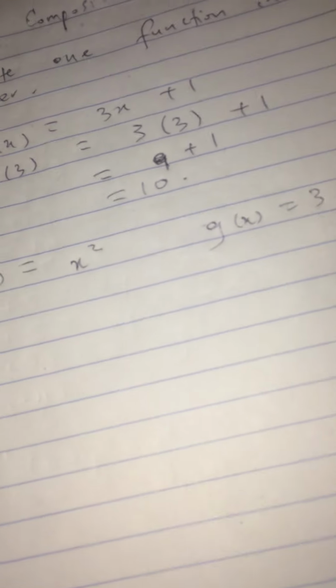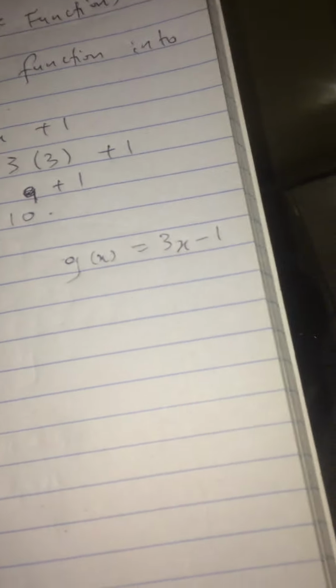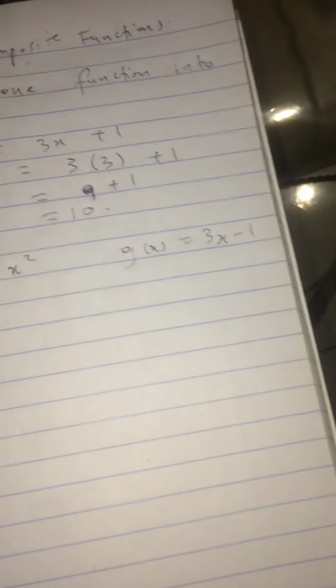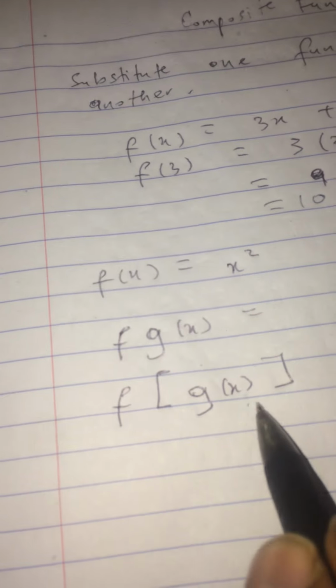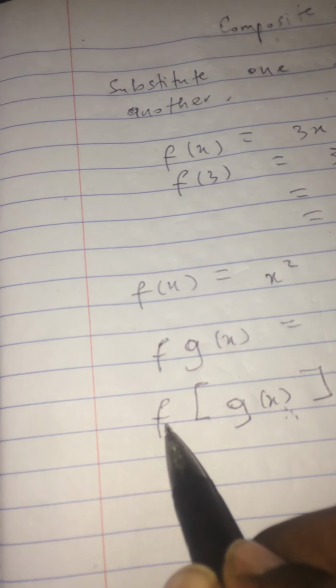So let's say we have this function. I'm going to use the example from today. f of x is equal to x squared, and g of x is equal to 3x minus 1. And we're supposed to write this as a composite function, fg of x. So what this is saying is, whatever the value of g of x is, that is what we're going to substitute into our function, which is f of x.